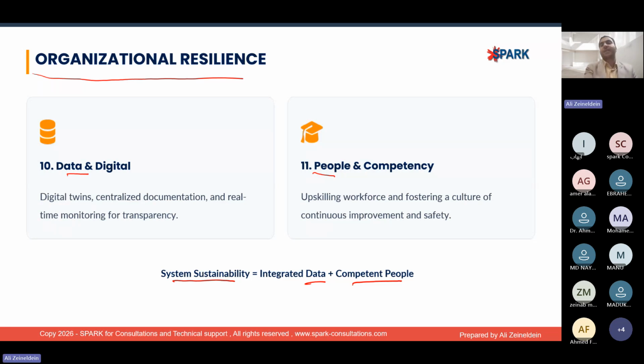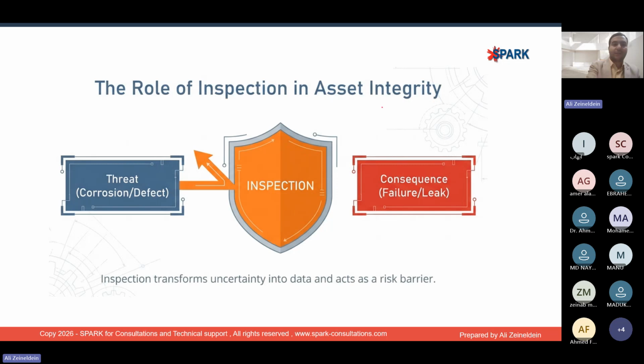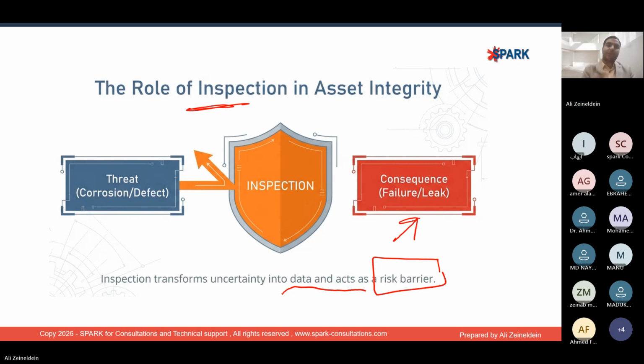The role of inspection in asset integrity is to identify threats and corrosion defects, then avoid the consequences of failure or leak. Inspection transforms uncertainty into data and acts as a risk barrier. But here we should remember that to get the best objective from inspection in asset integrity, it should be effective inspection, as we discussed previously.